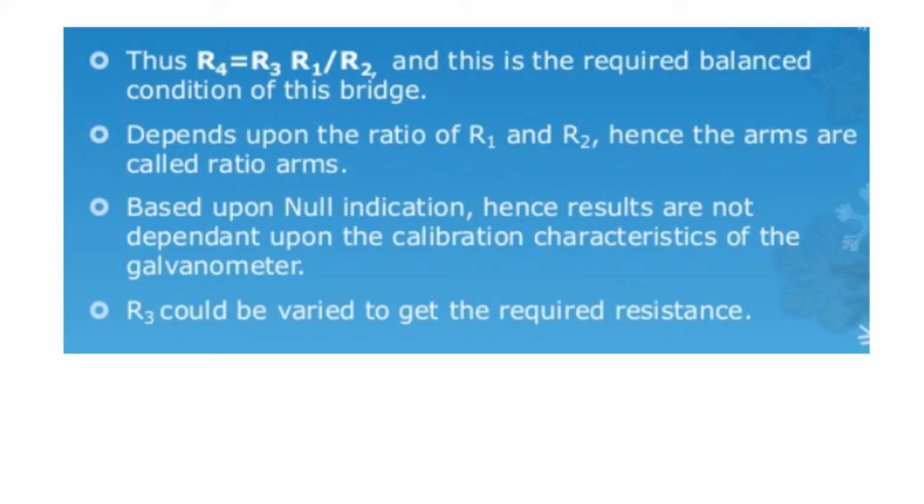Thus, from the previous equation, we get the unknown resistance R4 equal to R3, the standard resistance, into R1 by R2. R1 by R2 is called the ratio arm, and this directly determines the unknown resistance R4. Since it is based on null indication, the results do not depend upon the calibration characteristics of the galvanometer. R3 can be varied to get the required resistance.